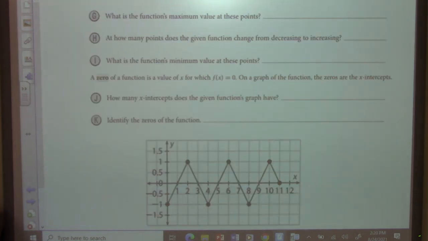And next, we look over here and ask the question, what is the function's maximum value at these points? And I have the graph down here. What's the function's maximum value at these points? 1. Okay? And then the next question, at how many points does a given function change from decreasing to increasing?